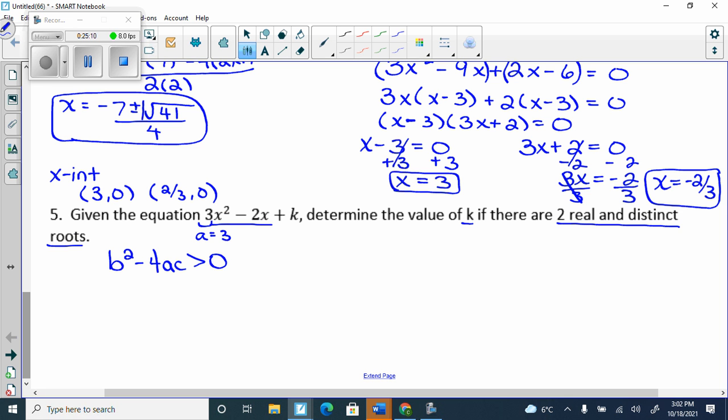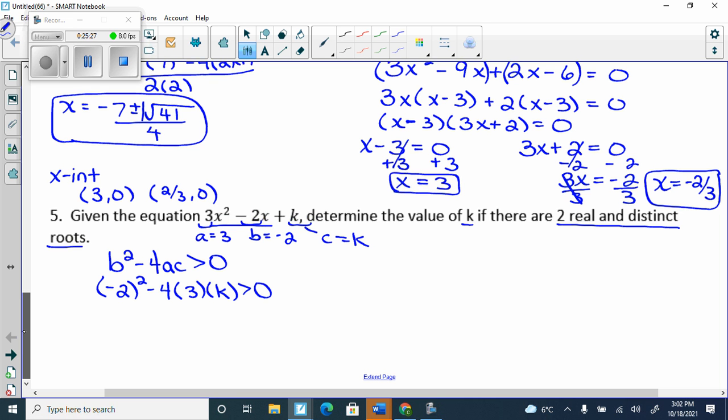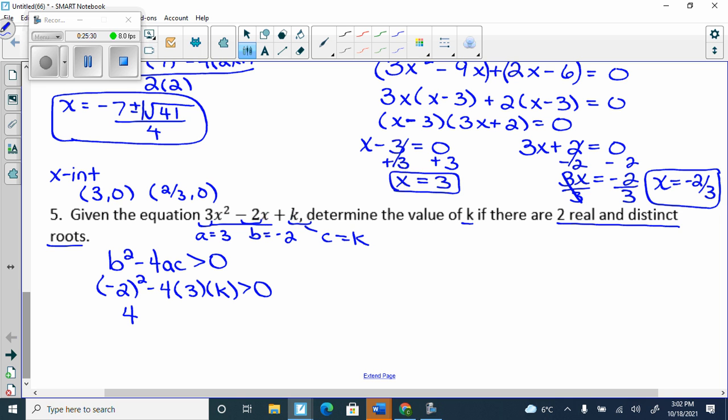A equals 3, B equals -2, C equals K. So I'm going to get -2 squared minus 4 times 3 times K is greater than 0. -2 squared is 4, for those of you who write -2 because you don't put in brackets and trust the calculator over your brain. -2 squared is -2 times -2, right? Which we know is a positive 4. Then minus 12K is greater than 0. Then we're going to subtract 4. -12K is greater than -4.